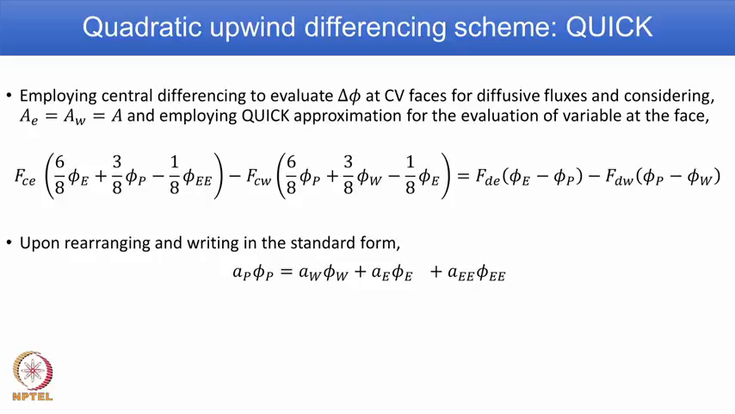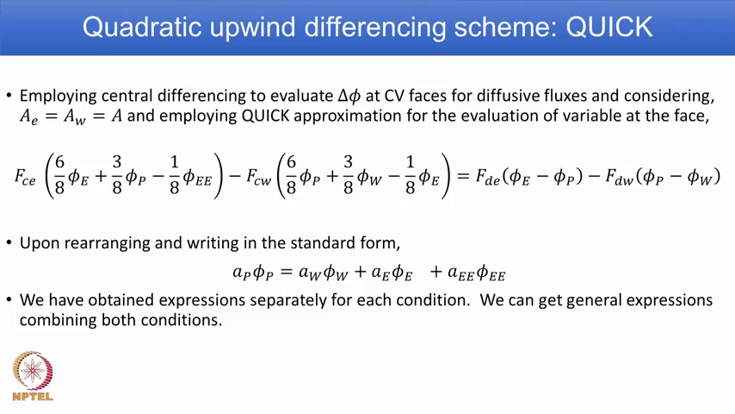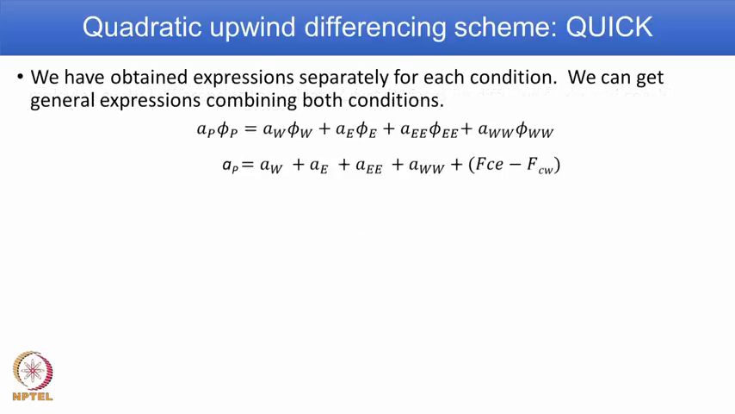Now, to get a generic expression, because you have a situation of flow coming from left to right or right to left, and we have no idea beforehand, we have to get a generic expression. So, you have to combine both of them together, and that is what we are going to see in the next slide. We have obtained expressions separately for each condition. We can get a generic expression combining both these conditions, and that is shown here. That is AP phi P, the node of interest, and AW phi W, AE phi E.